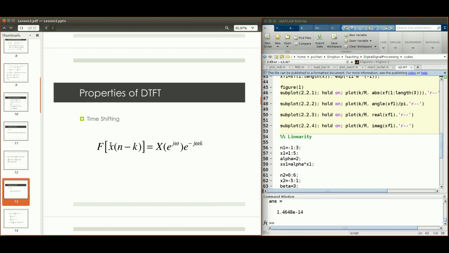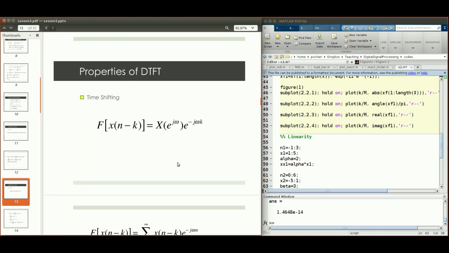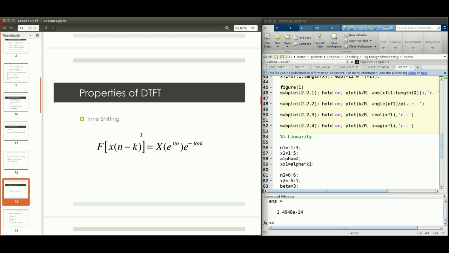So the Fourier transform of a shifted signal equals the Fourier transform of the original signal without the shift times e to the minus j omega k, and k is the amount of the shift, right? So that's the time shifting property of the Fourier transform.